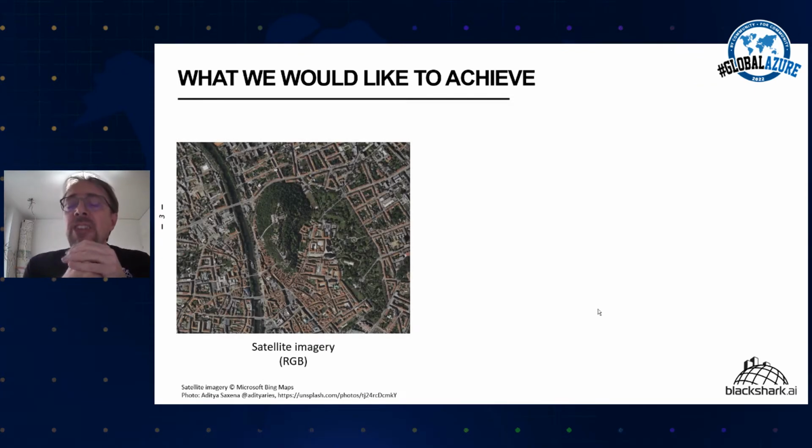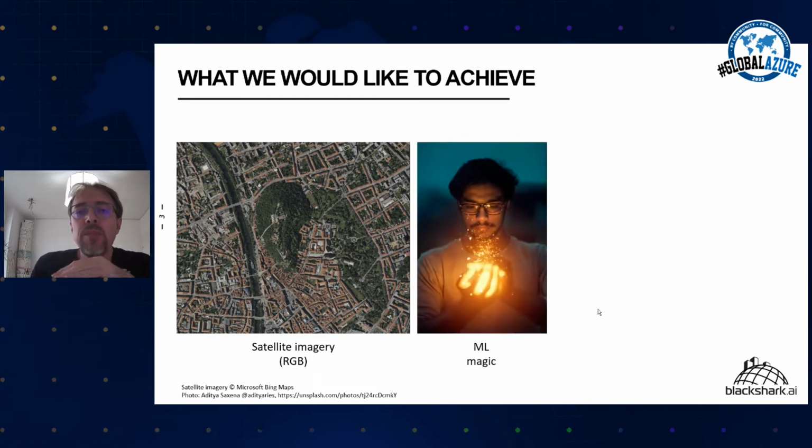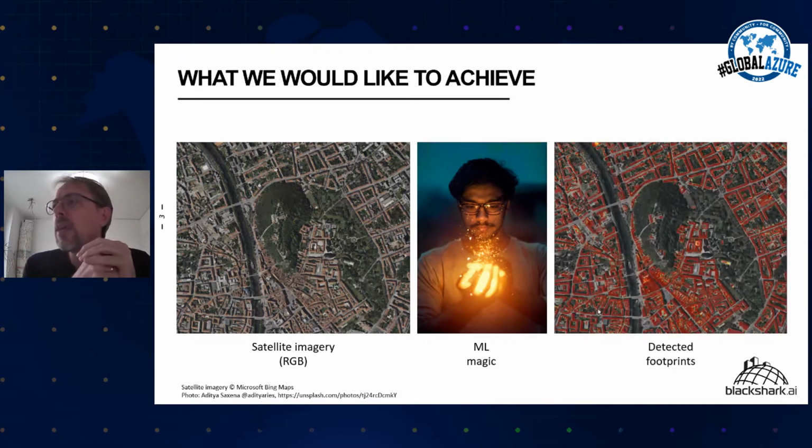Basically, we have satellite imagery, and this satellite imagery is in three bands, meaning RGB. So we are not using multiband like near infrared or other fancy stuff, just RGB. And we then would like to feed this image into one of our algorithms so that eventually we receive detected footprints. And this is what we are going to talk about in this session.